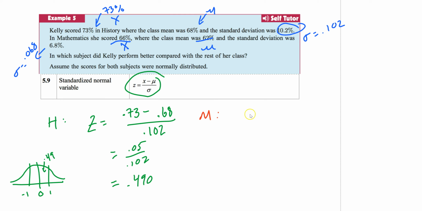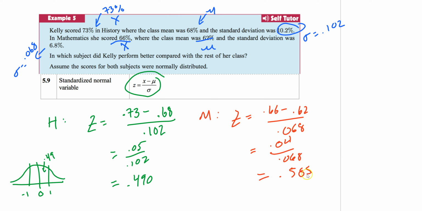Right. So in math, it's the same thing. She scored 66 minus her mean, which is 0.62. Over the standard deviation, 0.068. I put that into my calculator, and you're going to get 0.04 over 0.068, and that's going to work out to be 0.588 about. Again, what does that mean? That she's again above average.